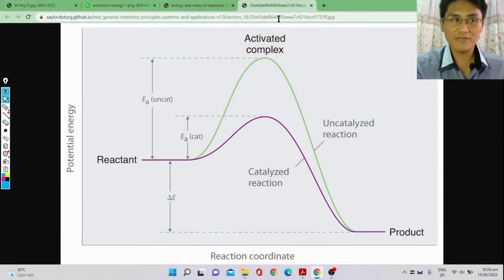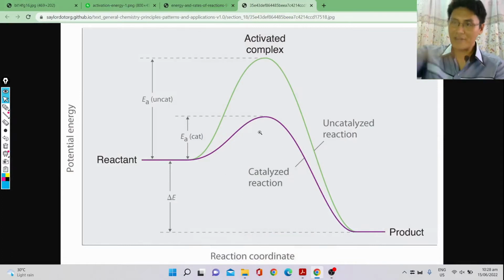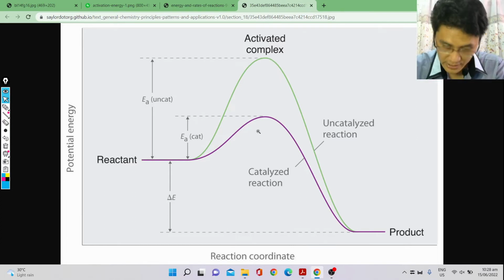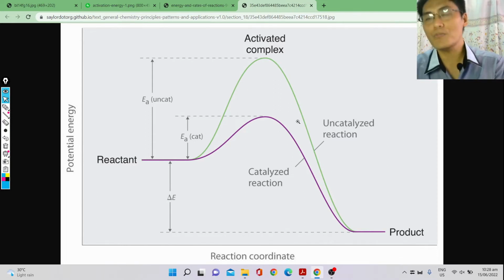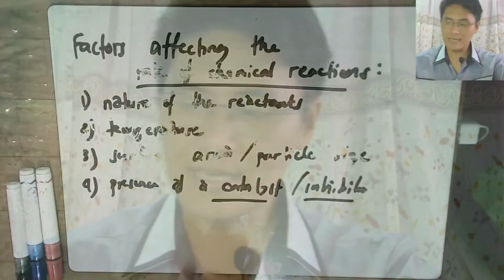So therefore, an inhibitor increases the activation energy, making it more difficult to produce the products. Because remember, the activation energy is this barrier from the reactants to form products. A catalyst, on the other hand, lowers the activation energy. So when it lowers the activation energy, it's more likely to pass that requirement and more likely to form the products. Okay? So I hope you now understand the concept of a catalyst and an inhibitor.